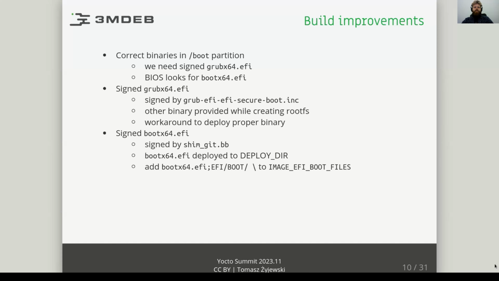That bootx64.efi file is the shim bootloader that is needed in cases where we enable the UEFI Secure Boot functionality, and it is generated by the shim git recipe.